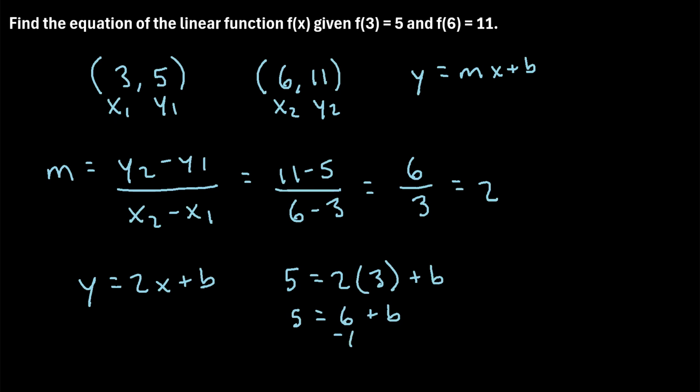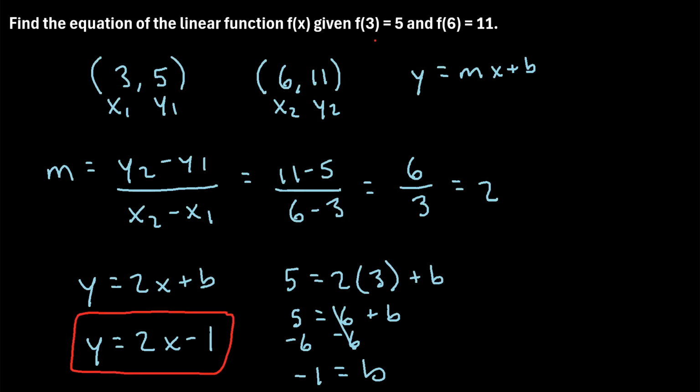To solve for b, we can subtract a 6 from both sides. 5 minus 6 is negative 1. These 6's cancel out and we're left with b. So b is equal to negative 1. So our final linear equation is going to be y is equal to 2x minus 1.